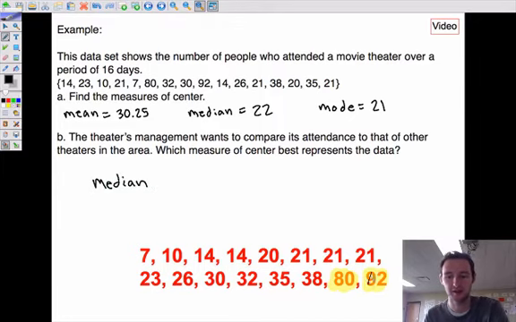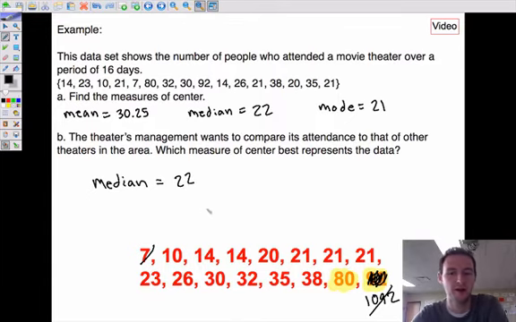Because it doesn't matter if this number is 92 or 1,092, your median is not going to change. You're still going to cross it off at the same time that you cross off 7. So that one has no effect on the median. The median is really not affected by outliers, and so that's why I would go with the median in this case.